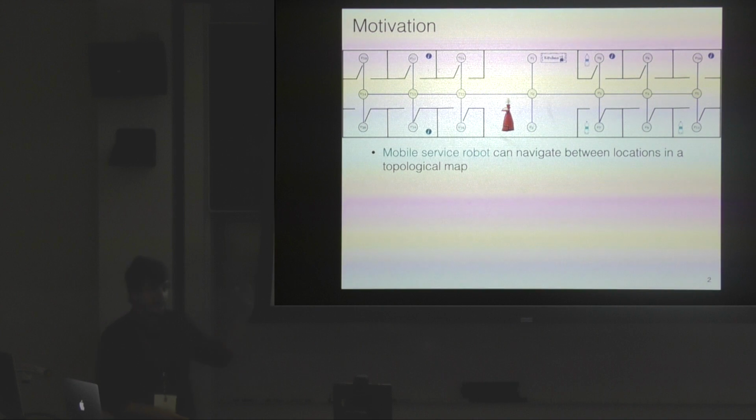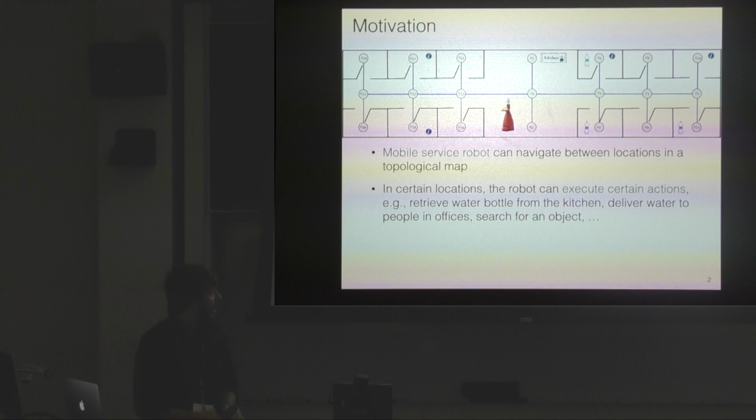So we have been doing a lot of planning in the context of this long-term autonomy of mobile robots in everyday environments, and we have typically looked at this kind of model for planning. We have a mobile robot that can navigate between locations in a topological map. In certain locations, it can execute some actions, like retrieving a water bottle from the kitchen, asking someone if they want some water, searching for an object, this kind of thing.